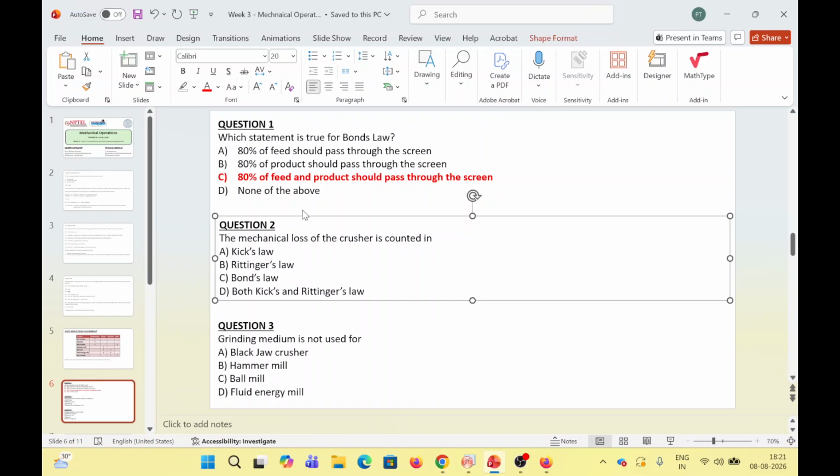This is a simple one. Mechanical loss of the crusher is counted in Kick's law, Rittinger's law, Bond's law, or both Kick's and Rittinger's law. Bond's law, right? Yes, that's correct. That is what we saw in the limitation section. Kick's and Rittinger's laws do not account for the mechanical losses of energy that usually happen, whereas Bond's law accounts for these mechanical losses. So, as somebody rightly said, the answer is Bond's law.